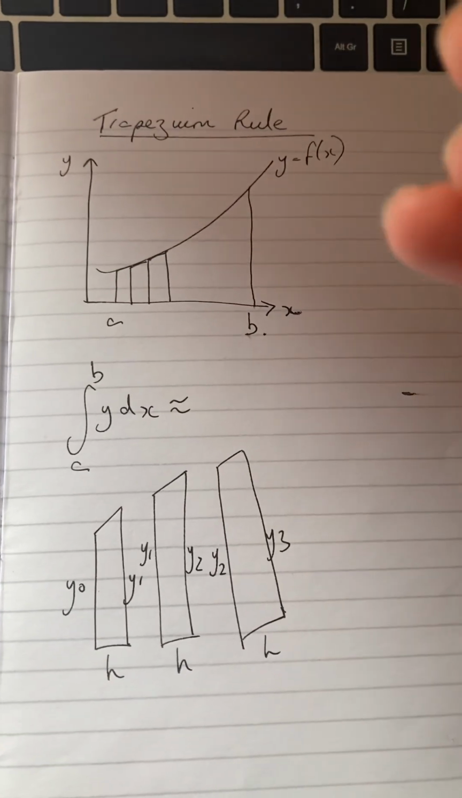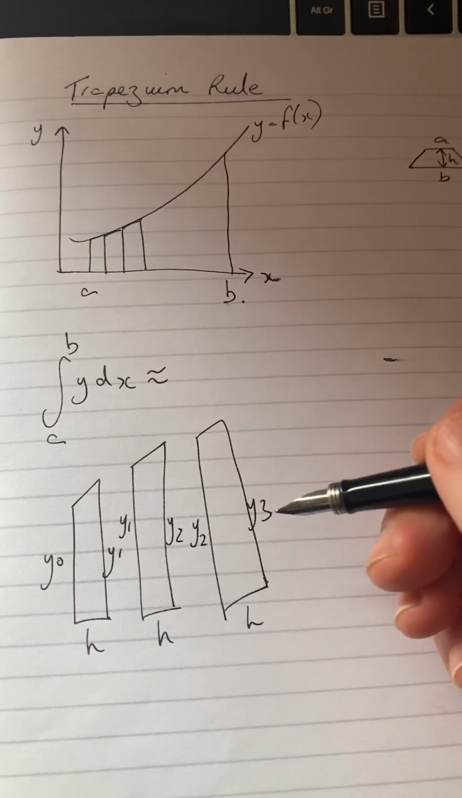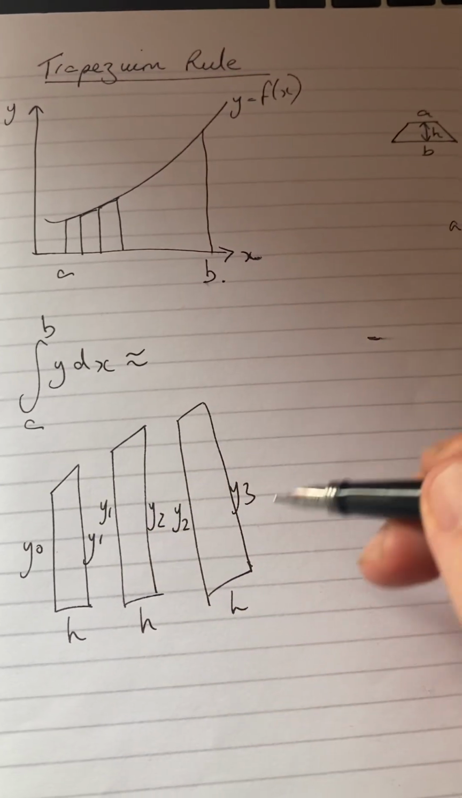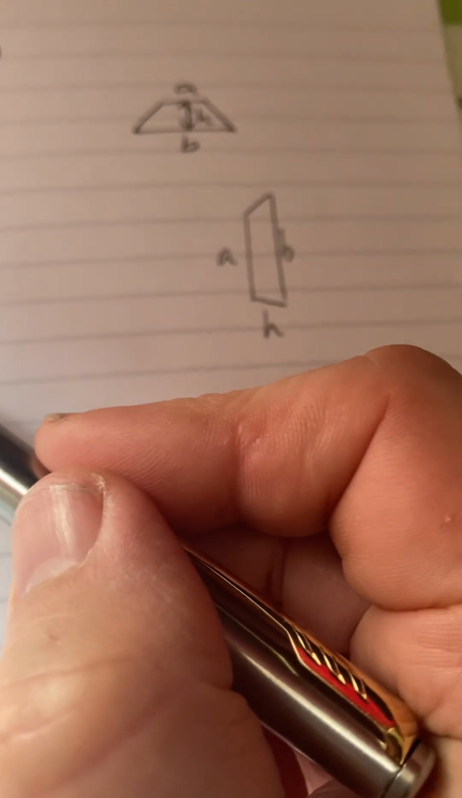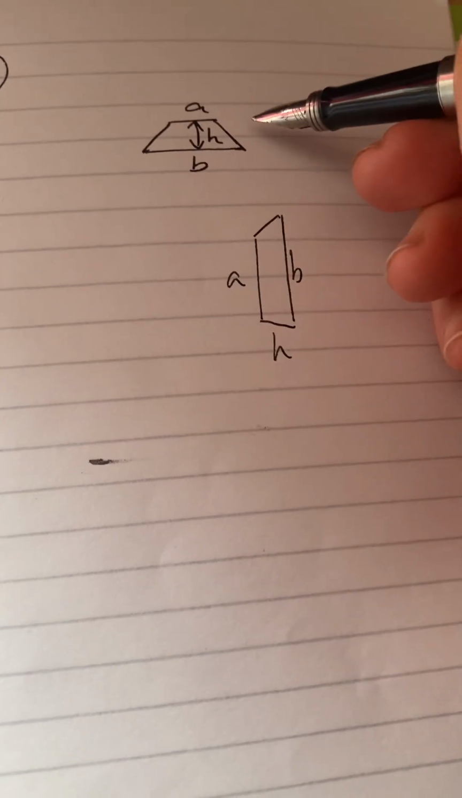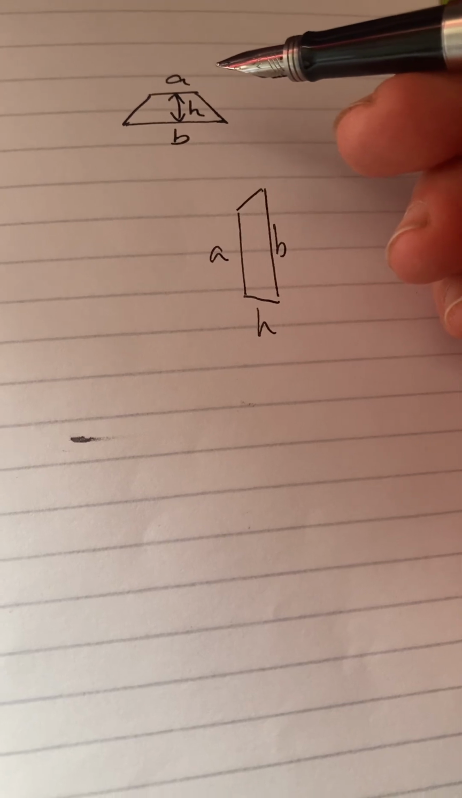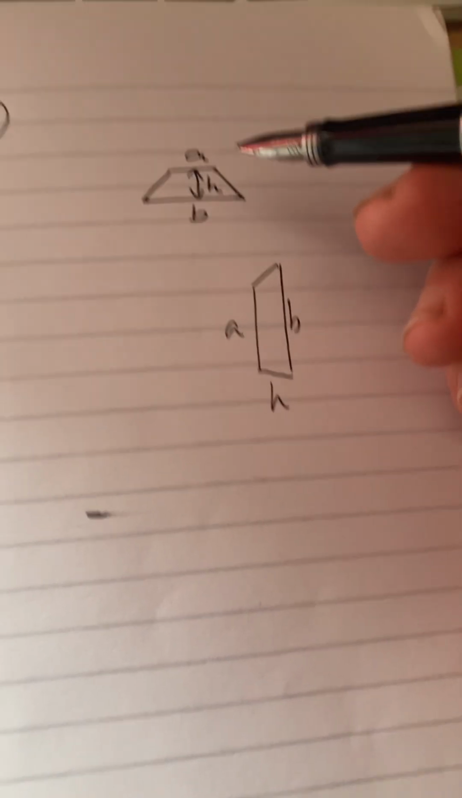Now, the trapezium rule works on the areas of these trapeziums. This is what you might be used to seeing for the area of a trapezium, but this is what it looks like for the area under the curve. Just going a bit out of focus there. Right, there we go. So this is the area of a trapezium. This is a trapezium, or you could call it a trapezoid. They're exactly the same thing. It doesn't matter.